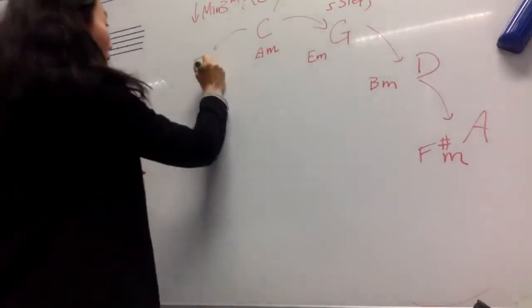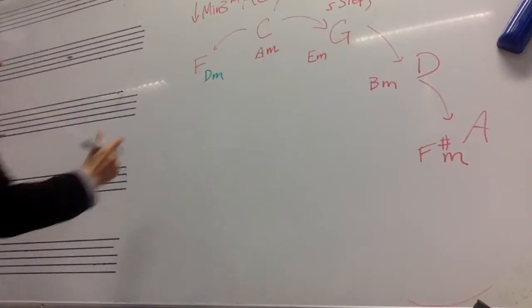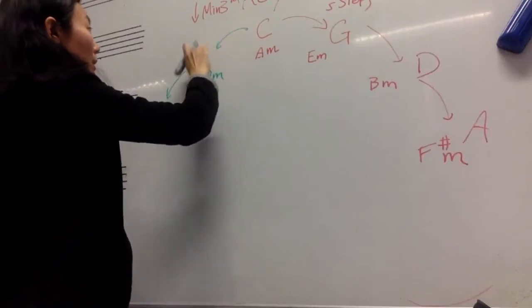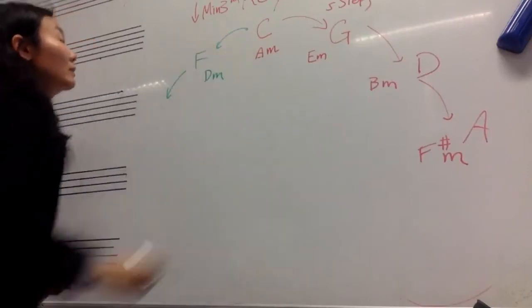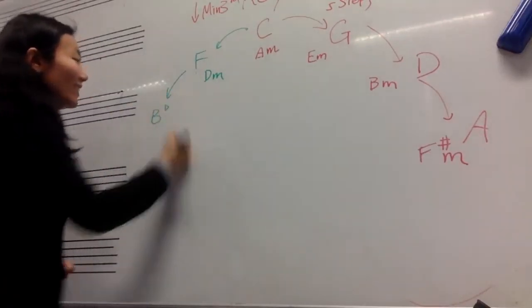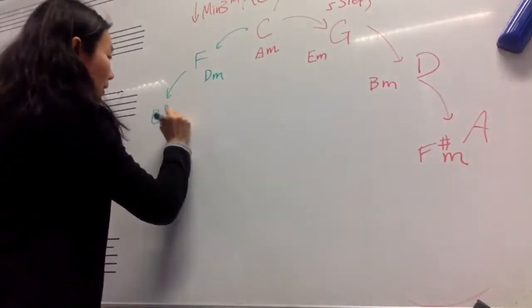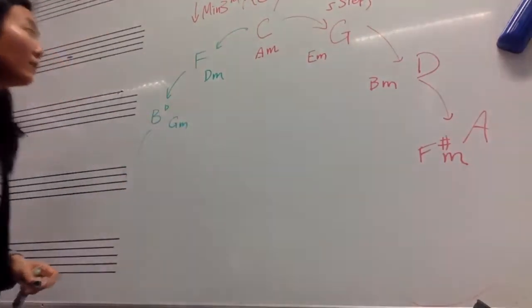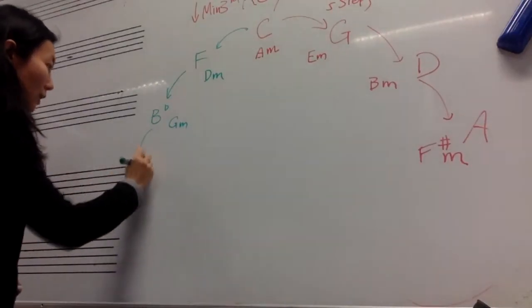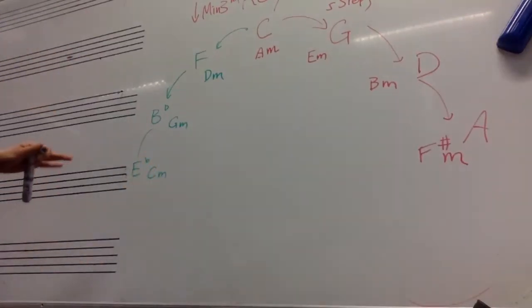So relative minor. D minor. And B flat, 5 more steps. B flat. Are you correct? Let me check. Yes, you are. B flat. And the relative minor is G minor. Very good. And 5 more steps down, E flat. Good. And that is C minor, the relative minor.